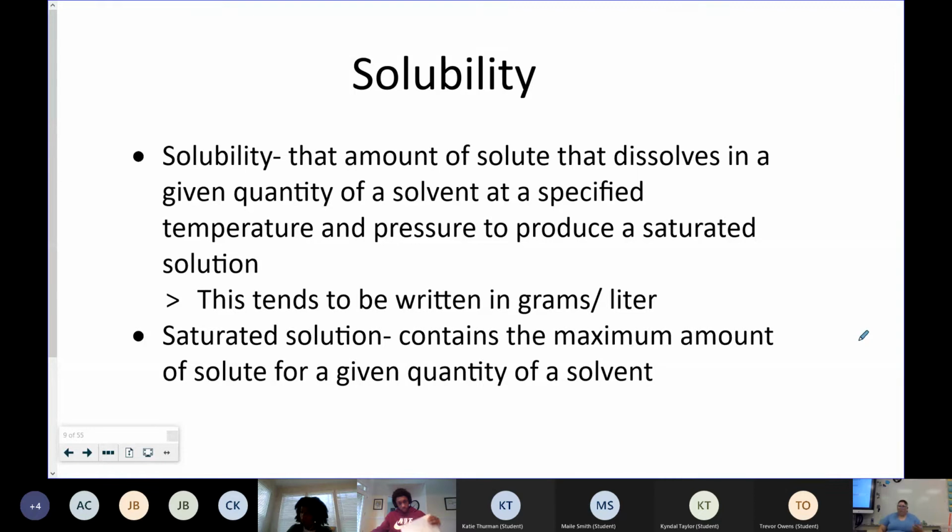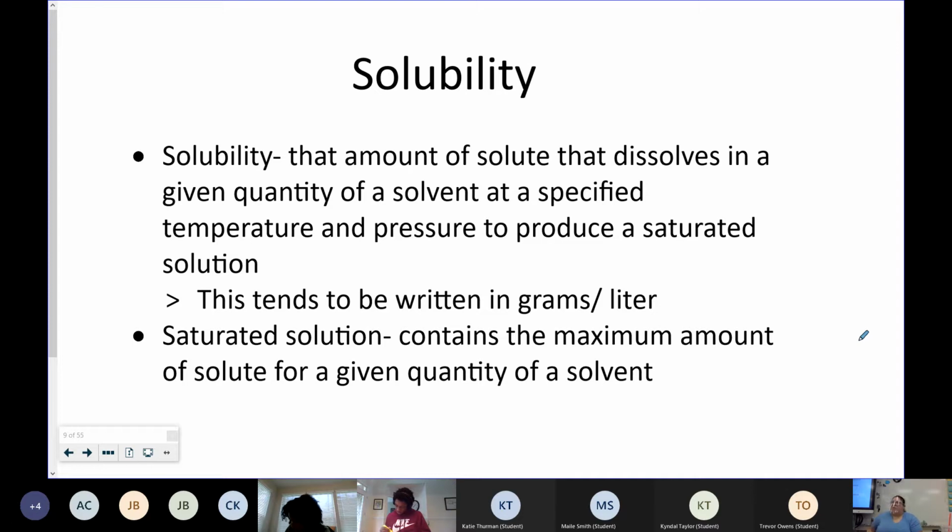And when we're forming solutions, we're going to be looking at solubility. We dealt with solubility a little bit during chemical reactions when we looked at our solubility rules to see what type of things would dissolve and what type of things would not dissolve. But in terms of solubility, it looks at the amount of solute that will dissolve in a given quantity of a solvent at a specified temperature and pressure to produce a saturated solution.